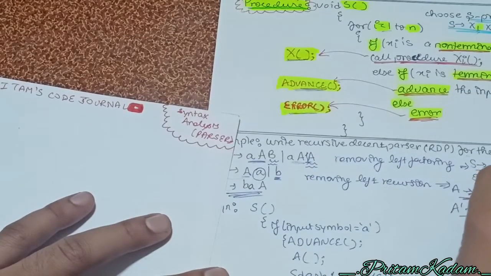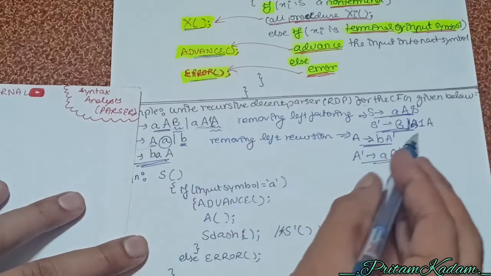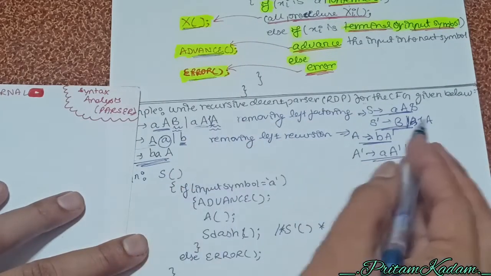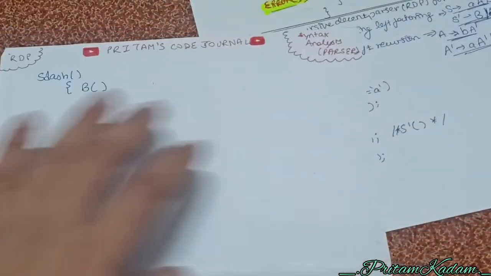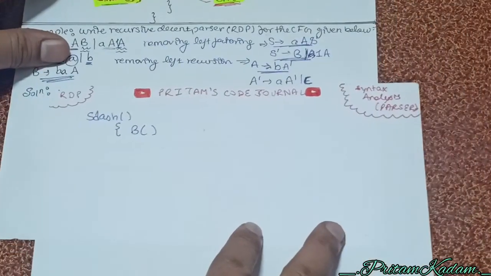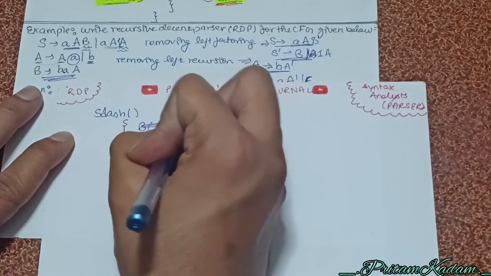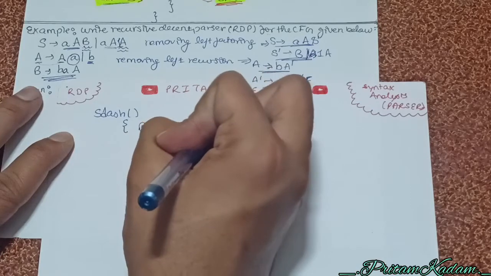So 1a, and over here also S' gives B and 1A as the productions. Okay, so now I can directly first of all write: if input symbol was 1, then advance and then call the A, and in the else part I will call the B.